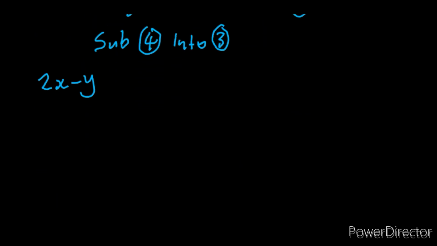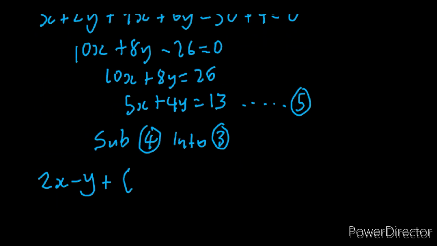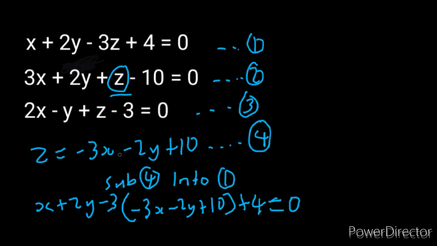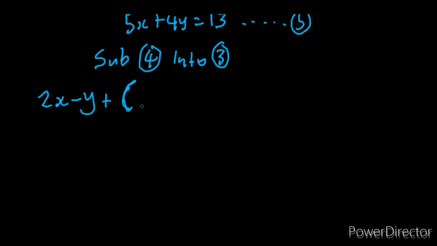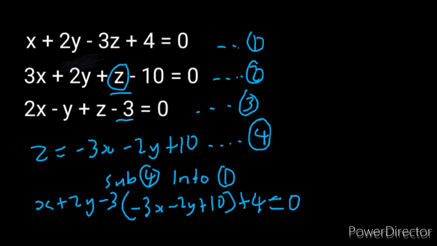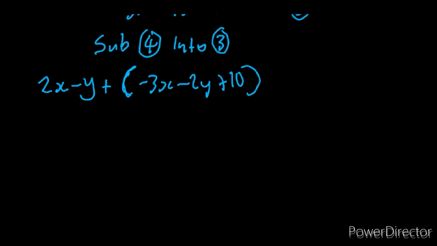So then we're going to end up having plus. So what is z equal to? z is equal to minus 3x minus 2y plus 10. So we're going to have minus 3x. So let me just enlarge this bracket. So we're going to have minus 3x minus 2y plus 10. Alright, then from here we have minus 3 equals to 0.